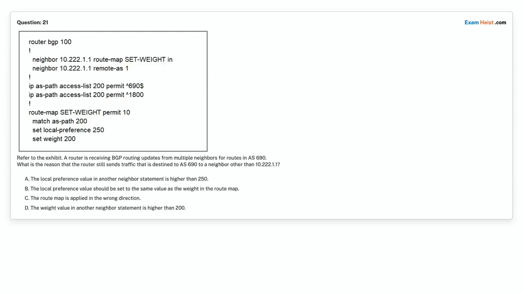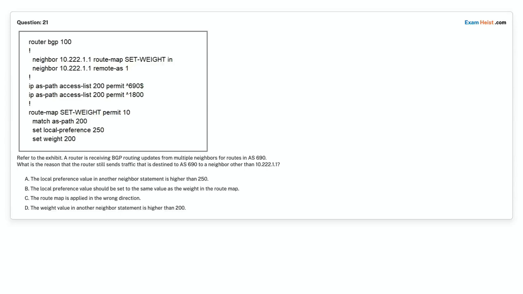Question 21. Refer to the exhibit. A router is receiving BGP routing updates from multiple neighbors for routes in AS690. What is the reason that the router still sends traffic that is destined to AS690 to a neighbor other than 10.222.1.1? Option A. The local preference value in another neighbor statement is higher than 250.